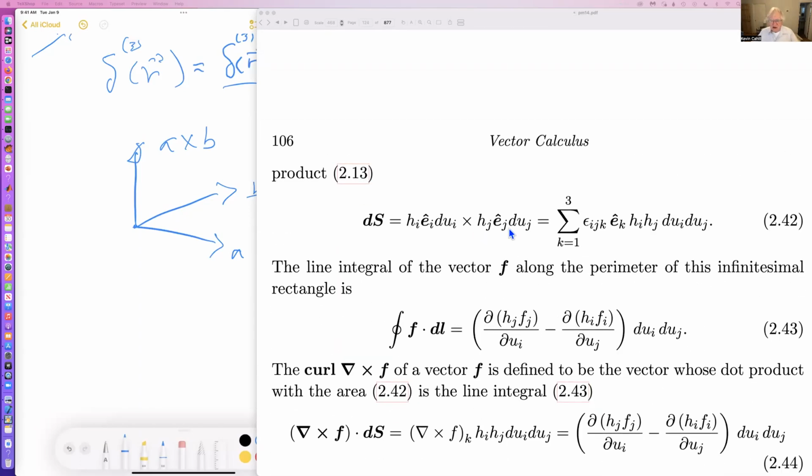That cross product looks like this. And a nice way of writing the cross product, as we learned earlier, and I hope you learned it in college, is the sum on k of a totally anti-symmetric symbol, epsilon ijk, e_k, h_i, h_j, du_i, du_j. By the way, people sometimes, and I probably sometimes, write epsilon ijk as e sub ijk.